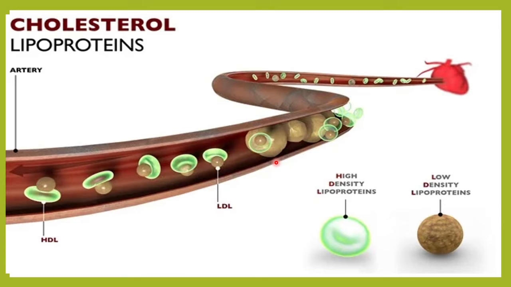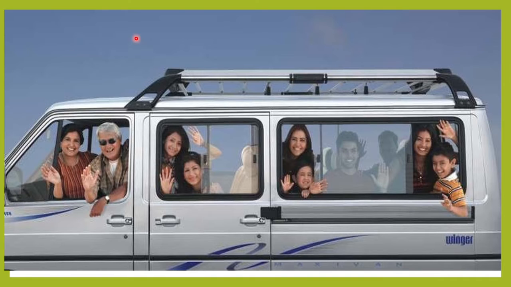So this carrier is your lipoprotein. This is the van, and this is the lipoprotein. And these are your cholesterol and triglyceride. It is making them reach the destination. What is the destination here? The cell or the peripheral tissue.